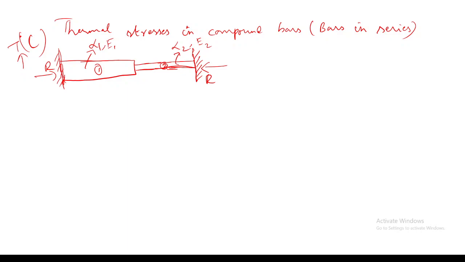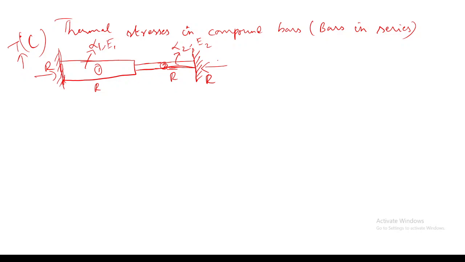So what happens in each member? Can you say what is the load acting on each member? For example, in member 1, what is the load acting, and on member 2, what is the load acting? Reaction R. Yes, reaction R, and this is a compressive load. A compressive load is acting on each member.